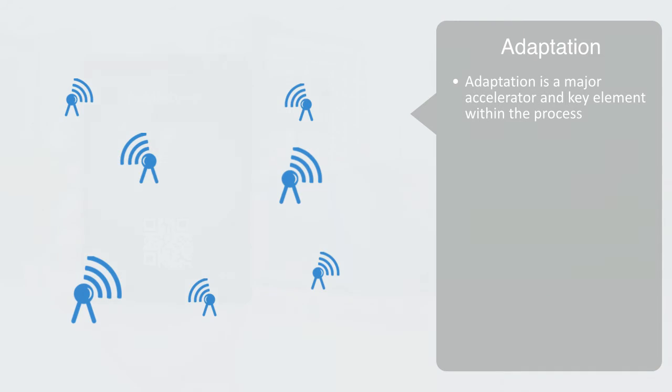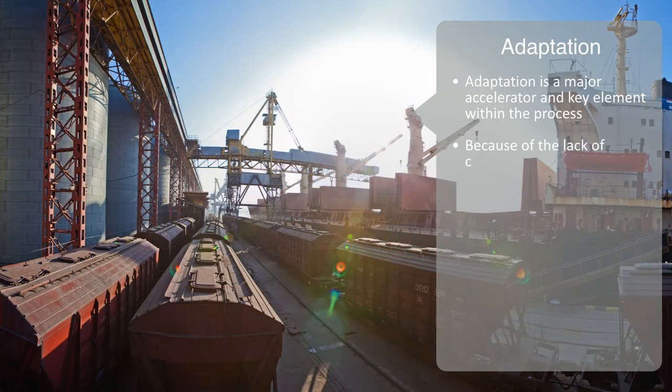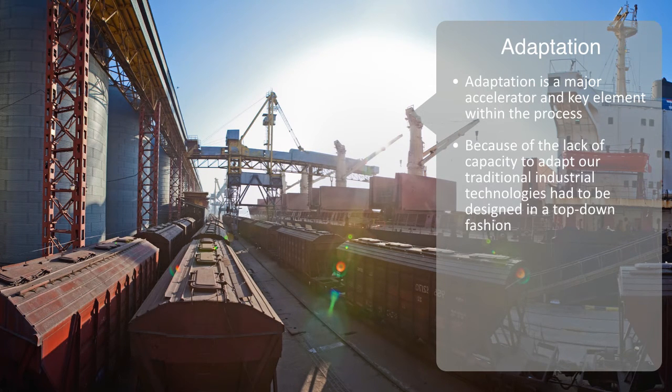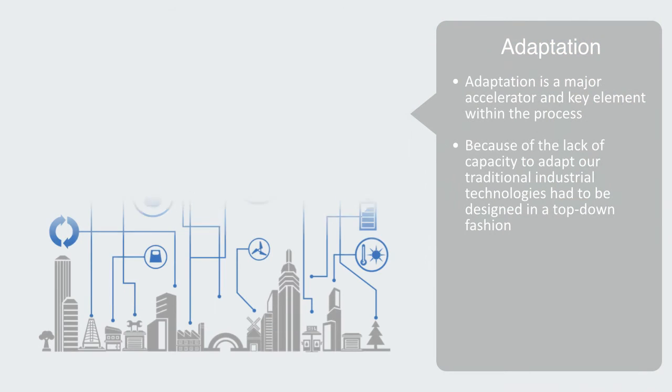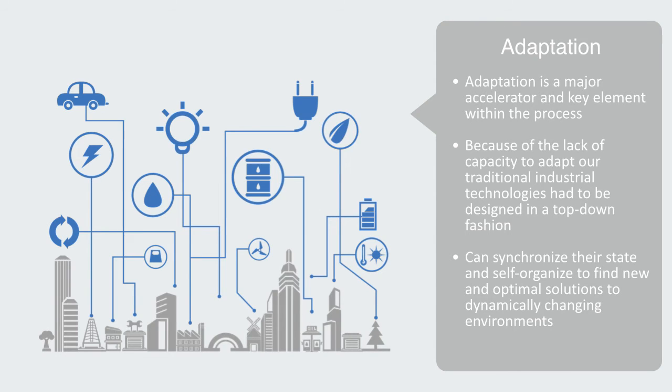And this is part of why information technology is driving a whole new architecture to our technological infrastructure. Because of the lack of capacity to adapt, our traditional industrial technologies had to be designed in a top-down fashion, where everything is well-defined, predetermined, and remains static over the course of its life cycle. But as we begin to embed communications devices in all types of technologies, and through shared protocols, they can synchronize their state and self-organize to find new, optimal solutions to dynamically changing environments.